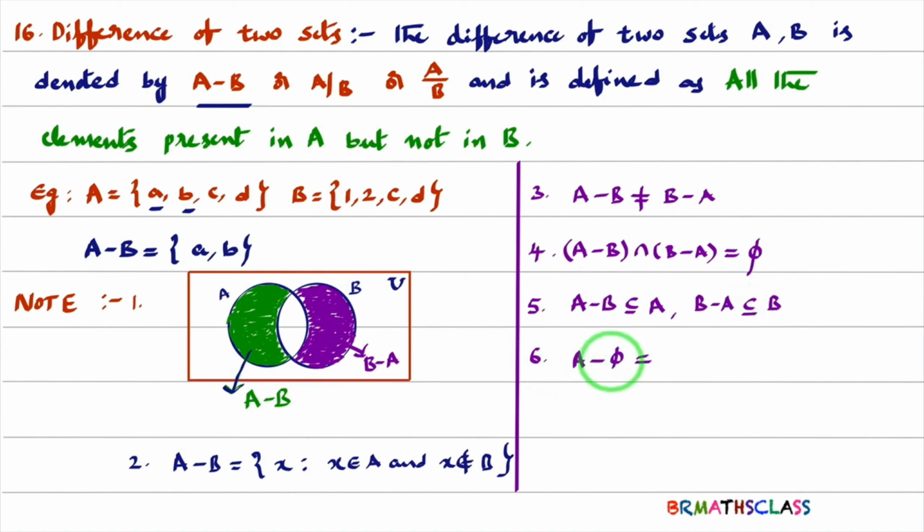Now sixth point in this difference of sets. What is A minus null set? A minus null set means all the elements present in A but not in the null set. All the elements present in A minus null set is A. It can be understood very easily.